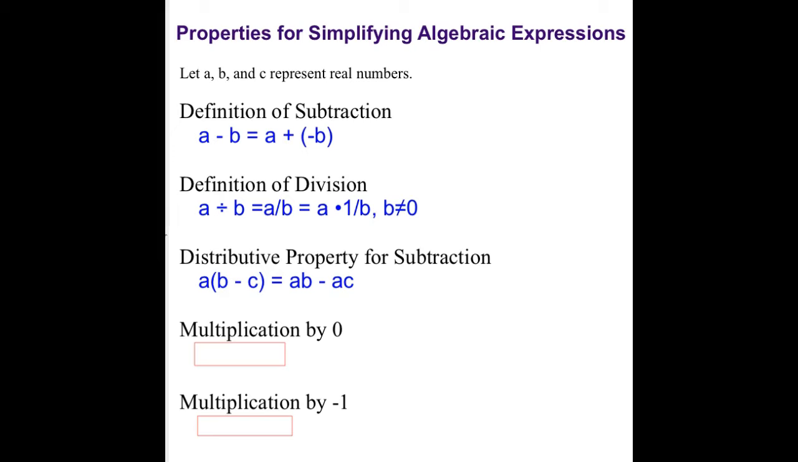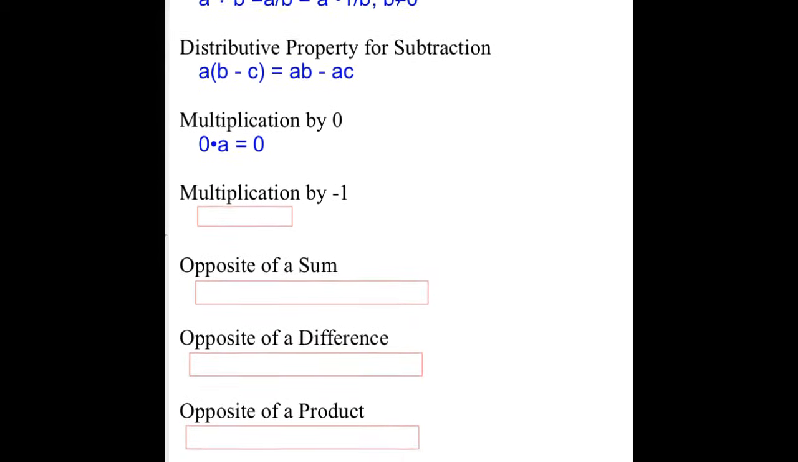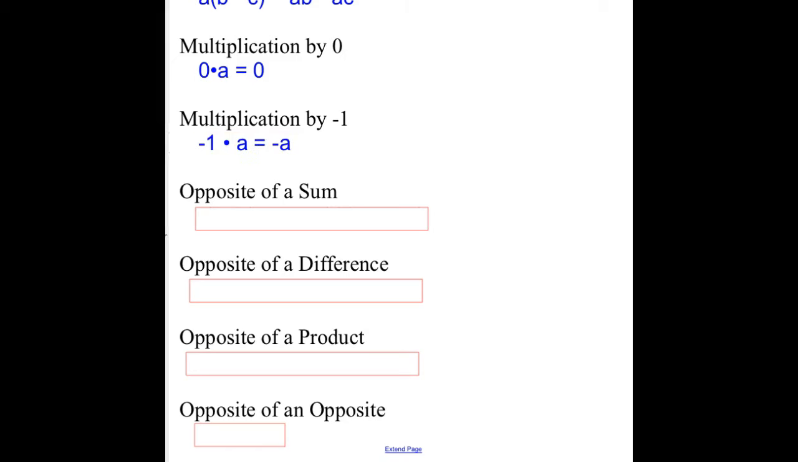Distributive property for subtraction says that a times the quantity b minus c is equal to ab minus ac. Multiplication by 0 says that any number times 0 is 0. The multiplication by -1 says that -1 times a is going to give you negative a. Opposite of a sum says that the opposite, which is what that negative is, of a plus b equals negative a plus negative b, or negative a minus b.